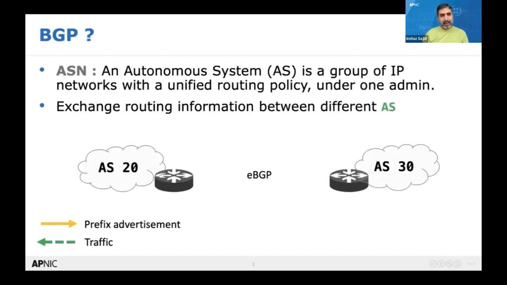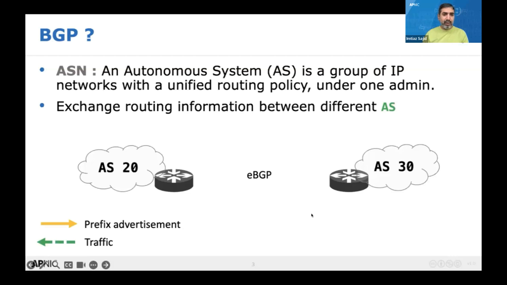So what is BGP? Why and where do we use it? BGP is used to connect different autonomous system numbers to exchange routing information. But before we go deeper, what exactly is an autonomous system number? An autonomous system number is a group of IP networks with a unified routing policy, and that network is managed by one admin or entity.